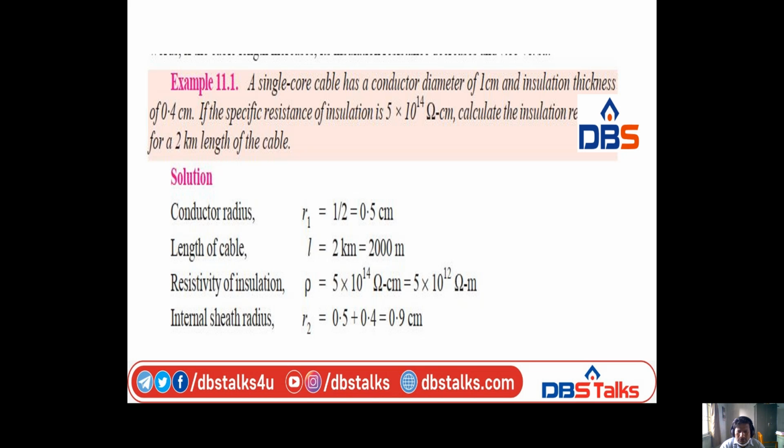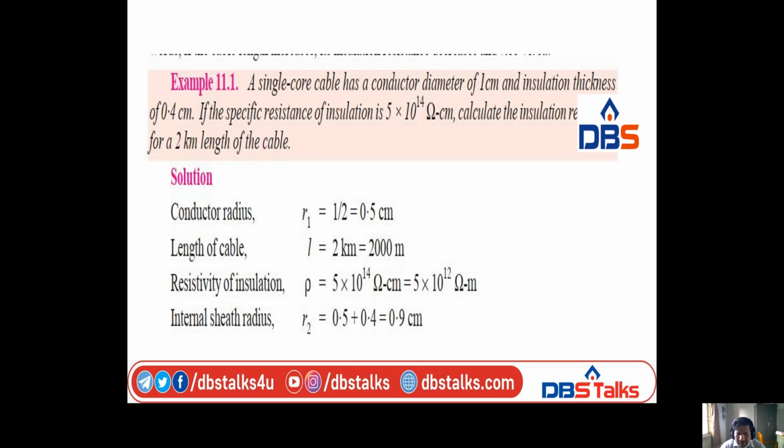So let us observe the problem clearly. A single core cable has a conductor diameter of 1 centimeter. Small d1 is equal to 1 centimeter, where conductor radius is small r1 and sheath radius is small r2. Therefore conductor radius r1 equals 1 by 2, that is 0.5 centimeter.